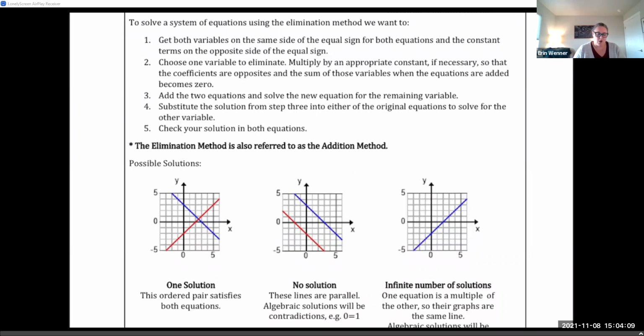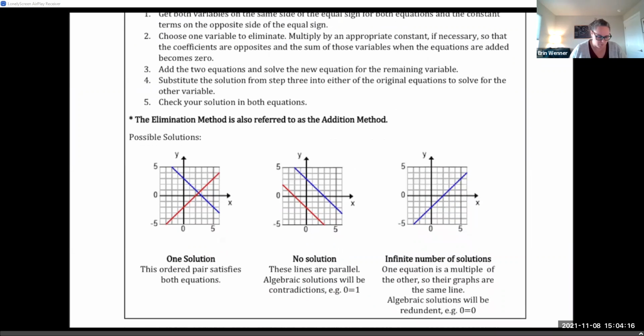FYI, the elimination method is also referred to as the addition method. Your homework will reference both of them when solving them, so I just wanted you to be aware of that.